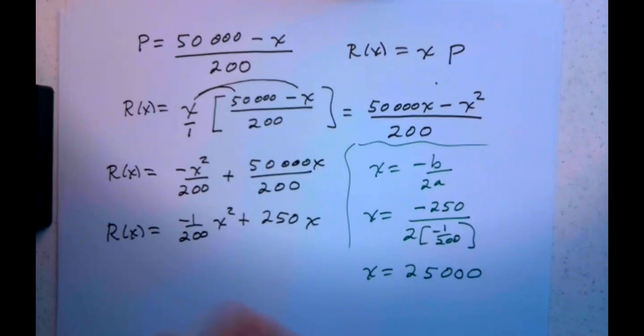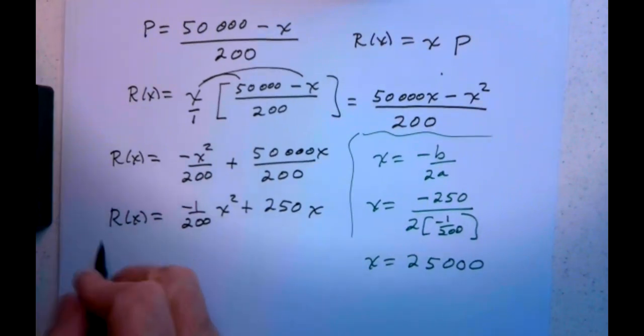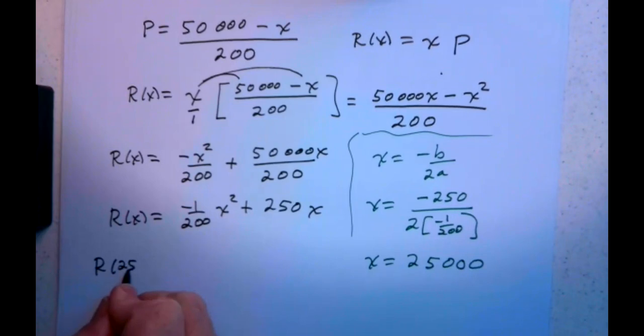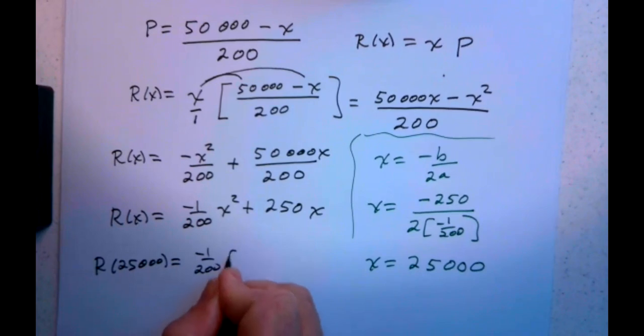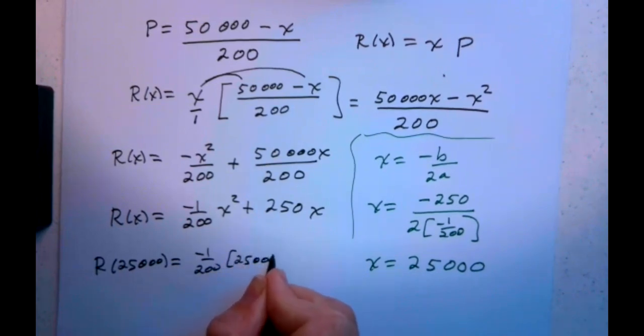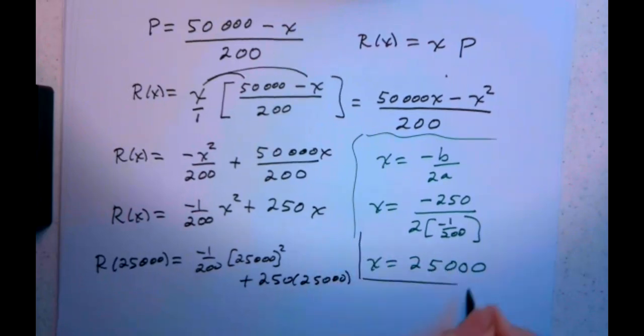But the vertex also has to have an R value. So what is R of 25,000? That's what we're going to ask next. What is R of 25,000? That's negative 1 over 200 times 25,000 squared plus 250 times 25,000. So that's also going to be a job for a calculator. So plugging 25,000 into the revenue function, let's take a look at it.